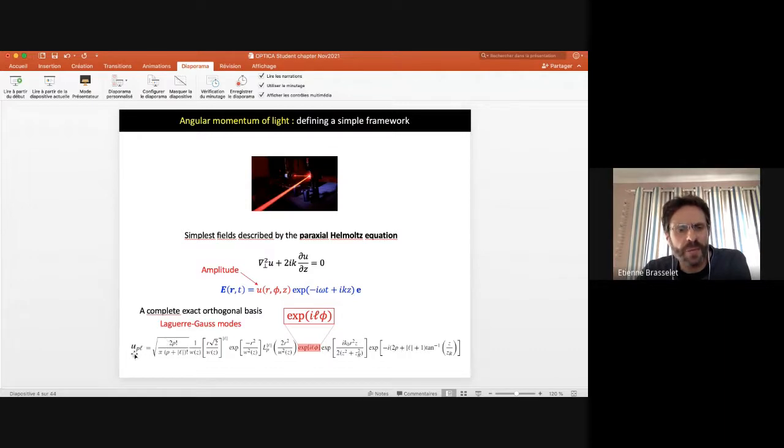Then every element is described by two indices, P and L, which are integer numbers, P being positive and L being a positive or negative integer. This complex amplitude coefficient, in this general expression, is relatively cumbersome. But what is important for us today is to realize that there is a factor in the middle of all those terms, which describe the curvature, the so-called Gouy phase, and the amplitude. There is a phase term that depends on the azimuthal coordinate phi, and which is a multiple of L.